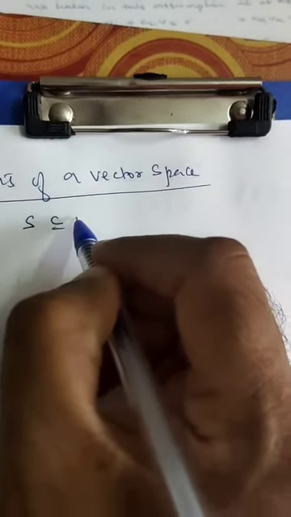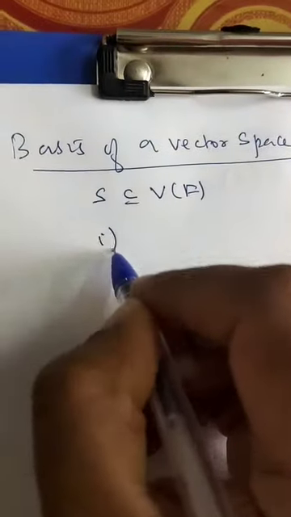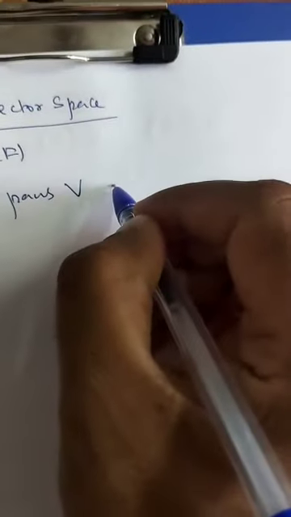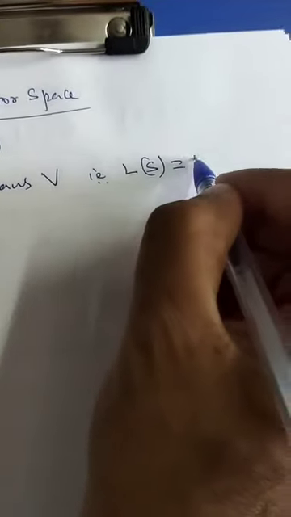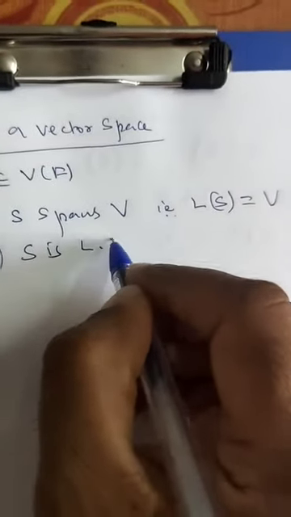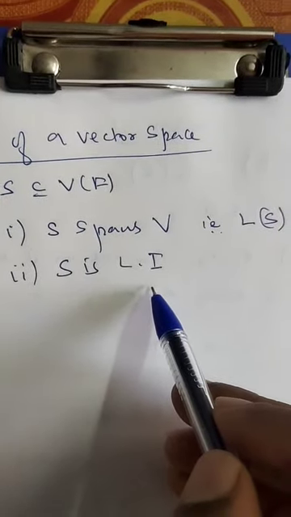Now let us look at another important definition, that is, the basis of a vector space. Suppose we have a subset S of the vector space V over F. Then we say S is a basis for V if S spans V, that is, L of S is equal to V, and S is linearly independent. If the set S spans V as well as is linearly independent, then we say S forms a basis of V.